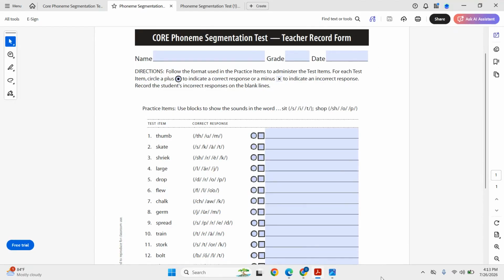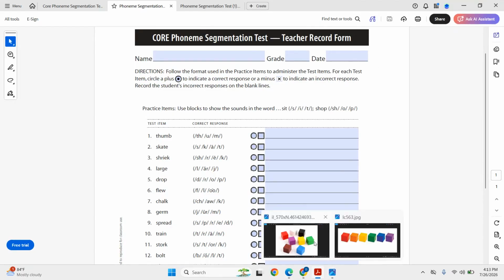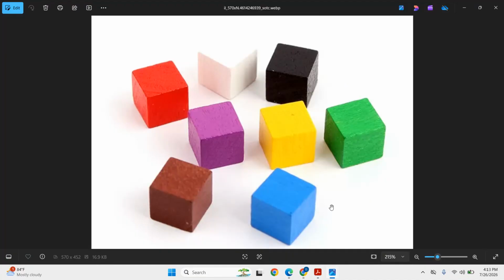The colored blocks that you'll be using serve as a visual representation of the individual sounds or phonemes in each spoken word. Now, our students will not be seeing the letters, they will be listening and using their mind's eye to picture the letters so as to produce the sounds.